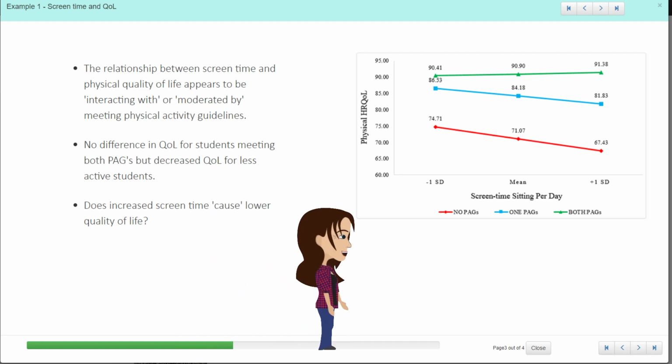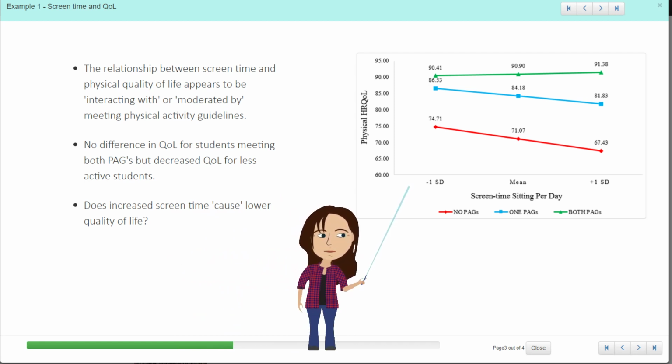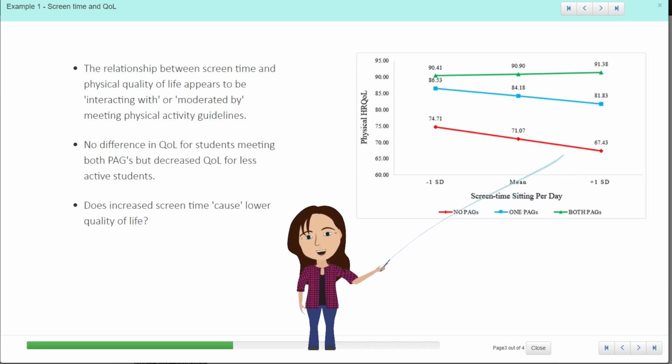So on this slide, we can see the relationship between screen time sitting and physical quality of life. Now they have sort of done the x-axis in an interesting way where they've standardized the scores and put the mean in the middle and one standard deviation either side. I wouldn't be distracted by this. You can just look at it as screen time goes up, the physical quality of life seems to be going down. But this is moderated by whether or not they're meeting their physical activity guidelines.